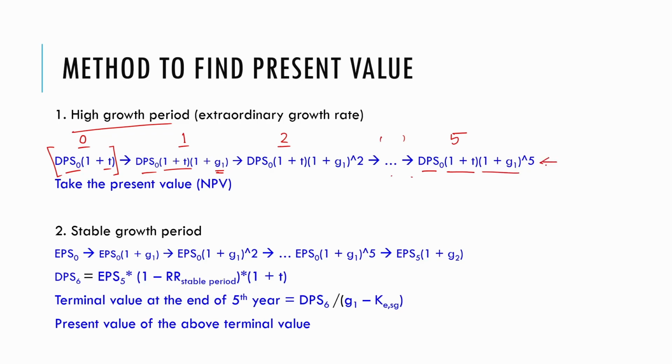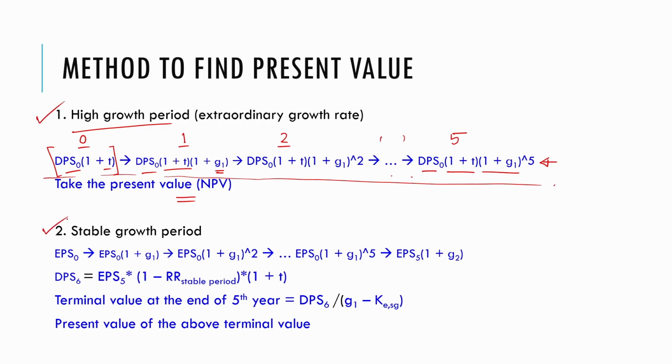Hope this is very clear. There is no confusion about this. Then once this is calculated, we will take the net present value of the entire cash flow. That means the entire terms. These terms will be calculated, and then we will take the net present value of that. That will be the net present value for the high growth period.